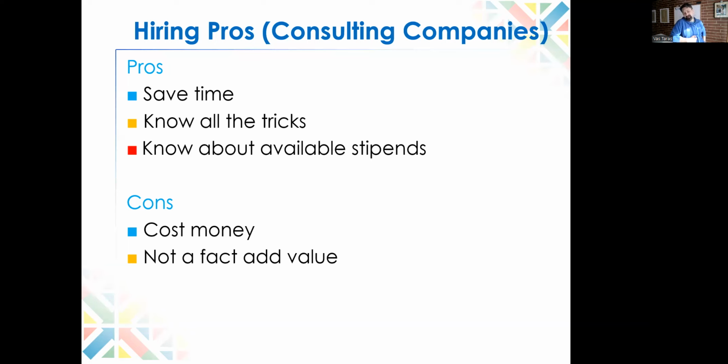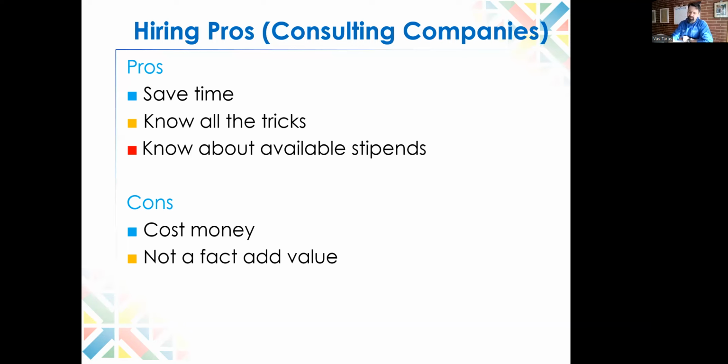And if you're a good student, maybe you don't even need them. It's not that difficult to begin with. Yes, it will take some time, but you can totally do it yourself. But anyway, if you have the money, I guess it would make sense to hire professionals.